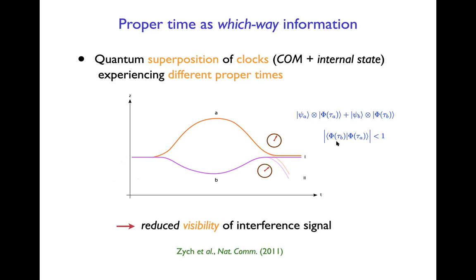In particular, when the proper times are different, you expect, for example, that the visibility will decrease because the states will not be identical. Basically you can interpret this as entanglement between the center of mass degree of freedom, that follows the two different arms of the interferometer and is recombined, and the internal degree of freedom in a non-trivial state that's acting as a clock. So this entanglement corresponds to providing which-way information, and hence it can lead to a decrease in the visibility of the interference signal.